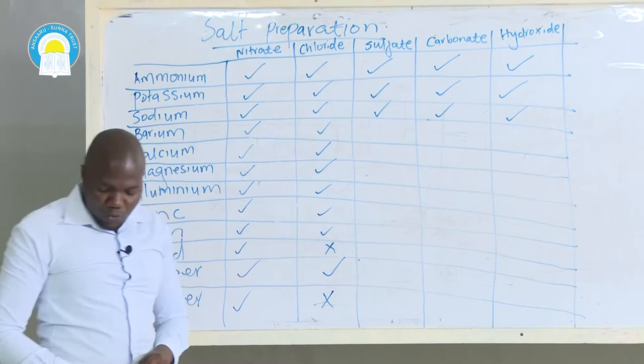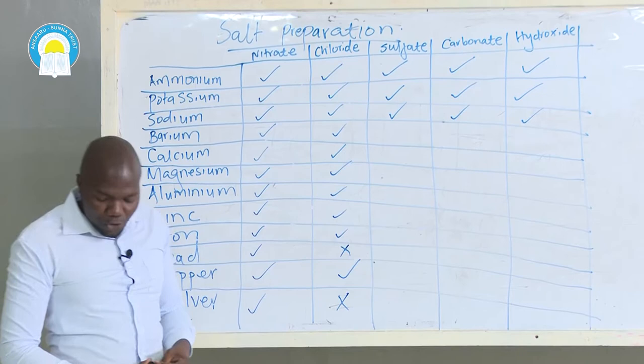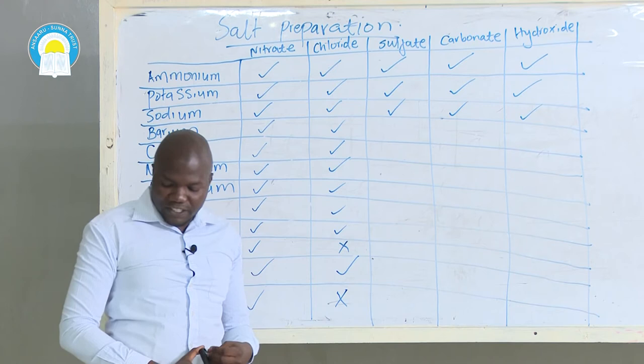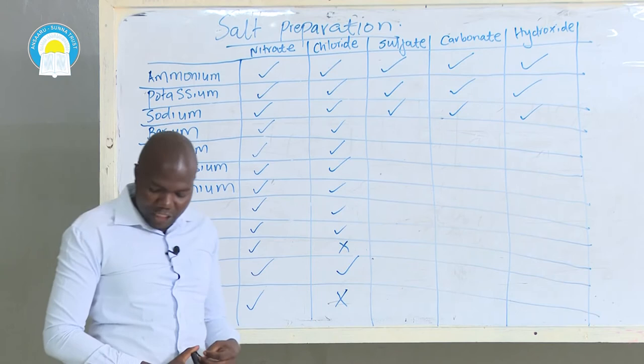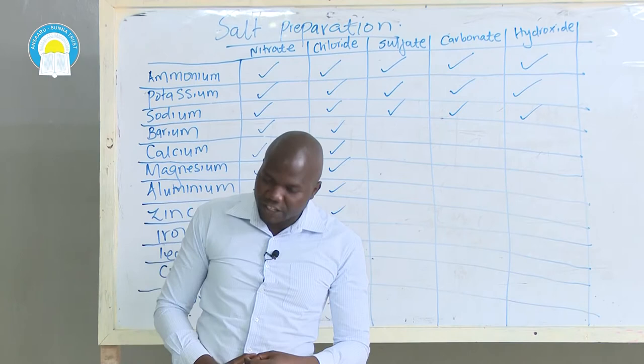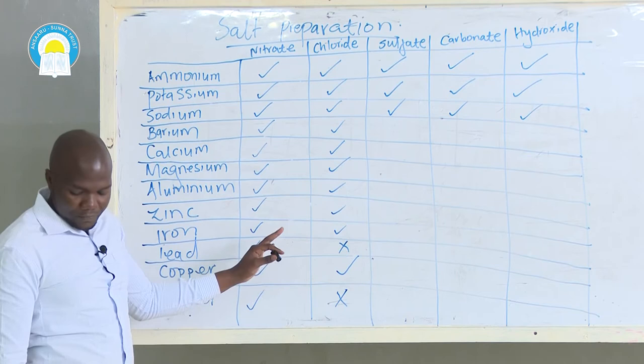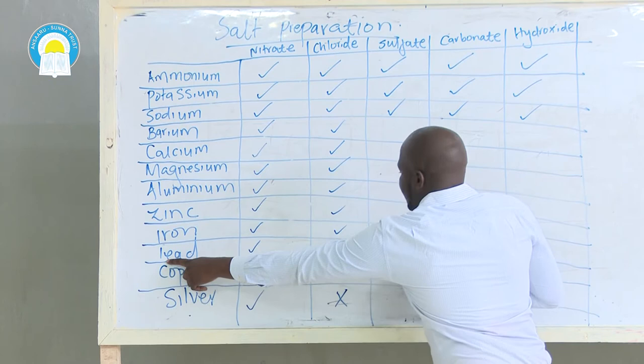Then we move on. Point number 4. Most common sulfates are soluble, except lead 2 sulfate, barium sulfate, silver sulfate, and calcium sulfate. I repeat, most sulfates are soluble, except, let me put it on board, except lead 2 sulfate. Where is it? Lead 2 sulfate, it is here, it is insoluble.